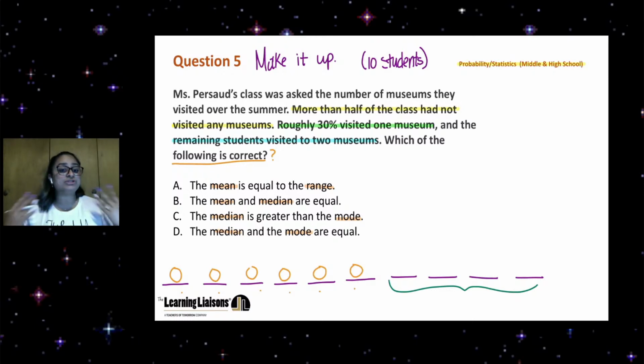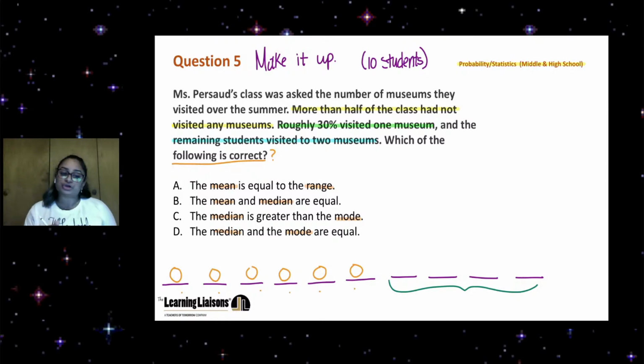That's the best thing to do when it comes to problems like this. If you're making up the number of total, you cannot take the 30% from the whole because we don't know what the whole is. We only know what is left. So we're going with 30% of what is left.